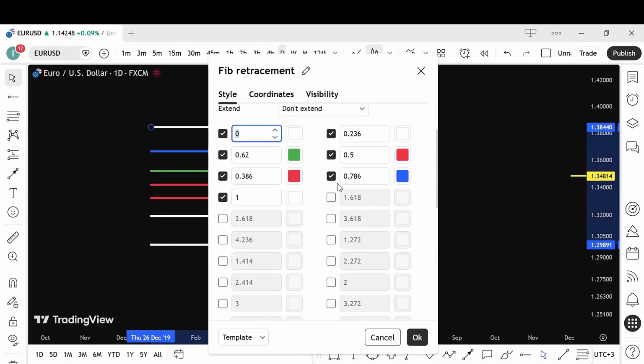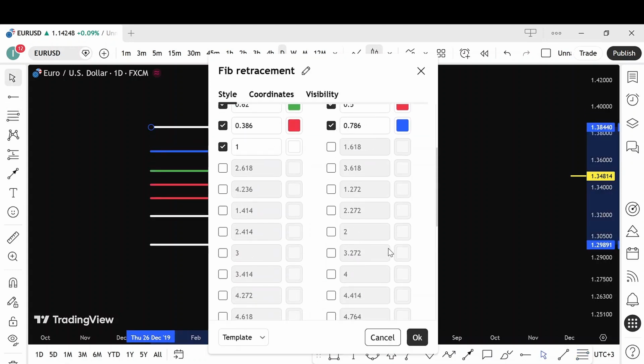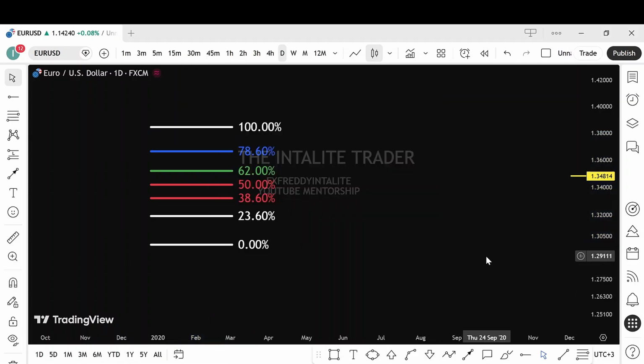It has a lot of things in it. There are other values you're seeing here. There are some people who use these values, and when you put them on your chart, you will see they are there. But for us, based on the style of trading, we don't use those values.